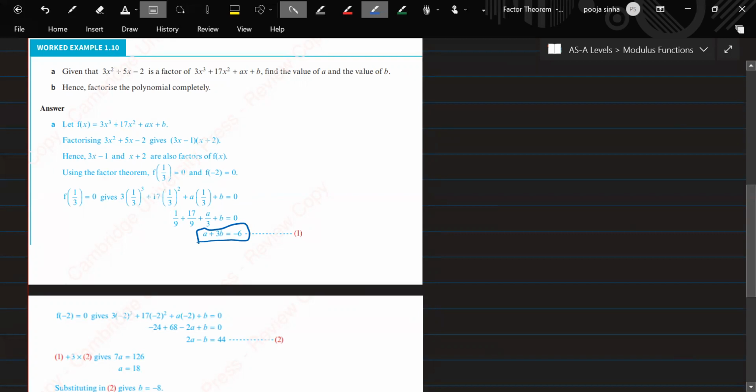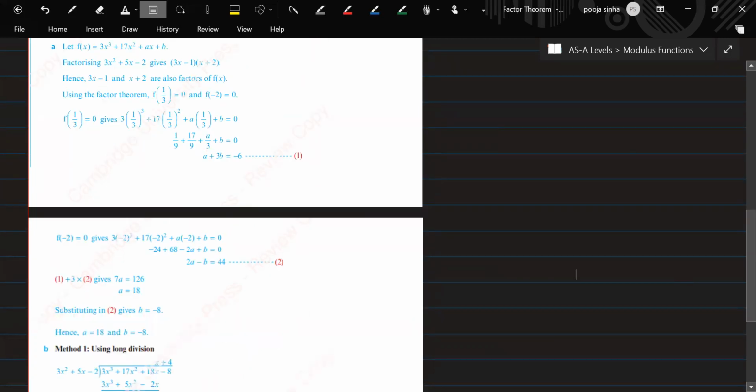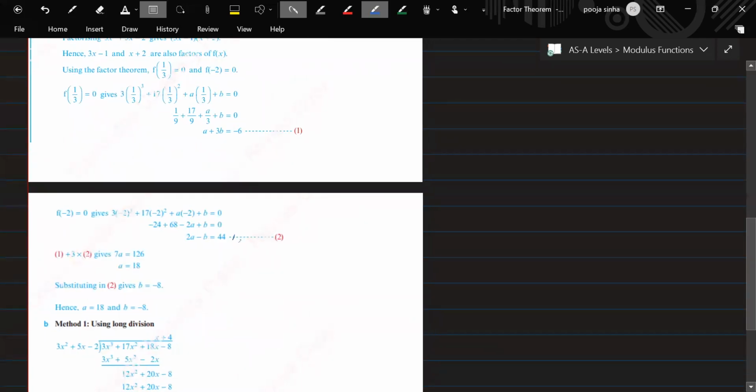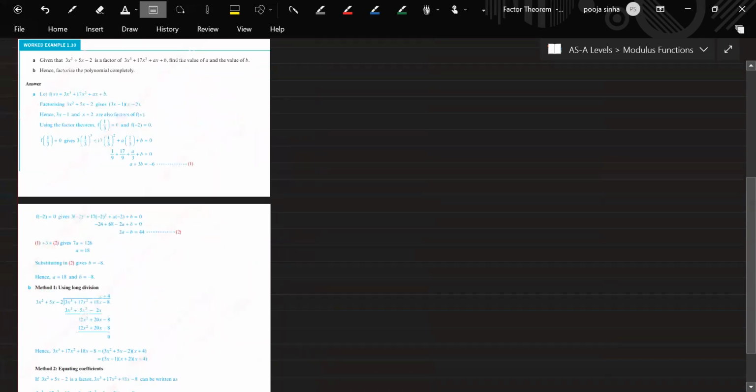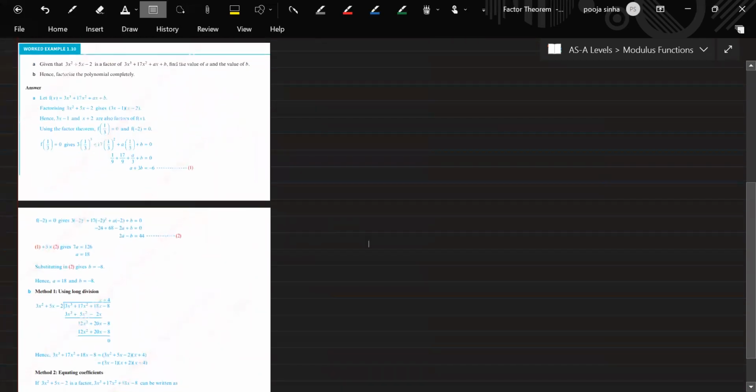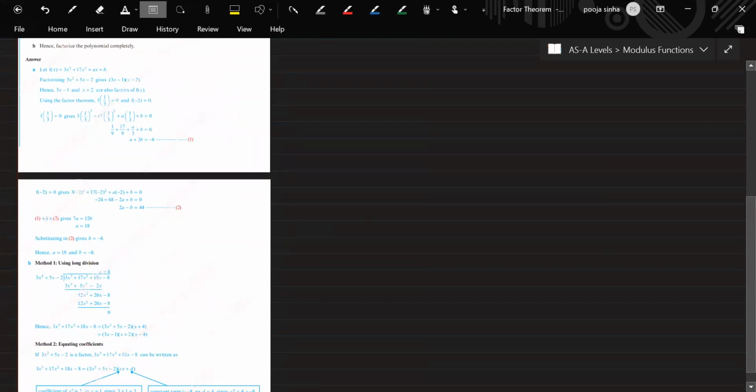The same thing you will do for the next value, minus 2. And then you solve these two equations. Solve these two equations, you get a and b. That is your one method. Now the next part. This method is clear. There was no confusion in this. You just had to factorize. Now it says factorize completely.